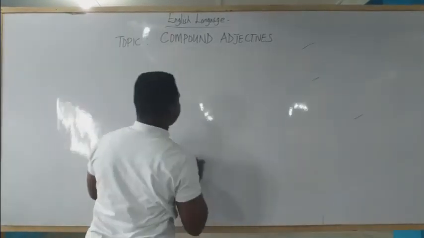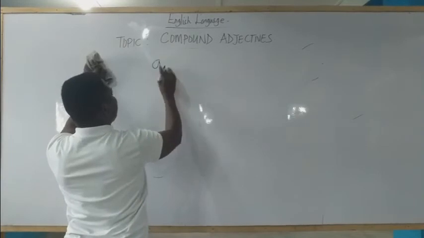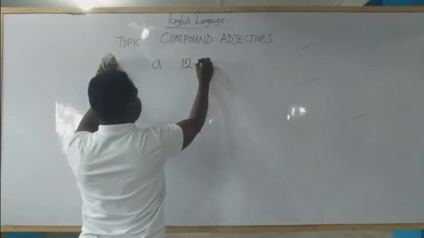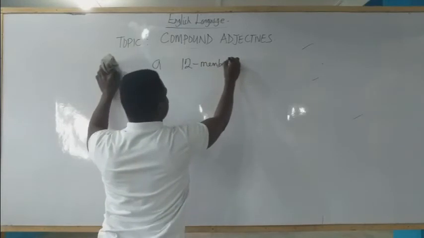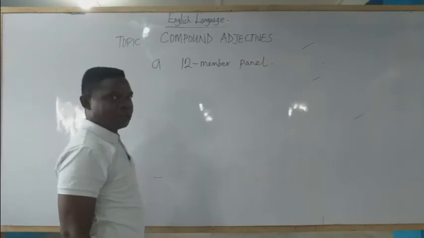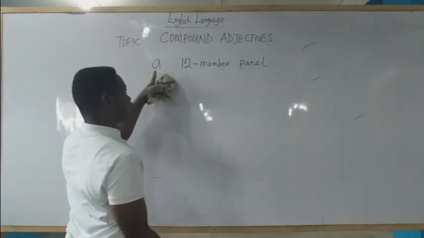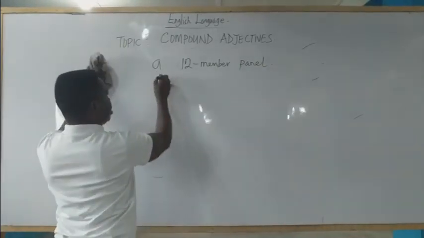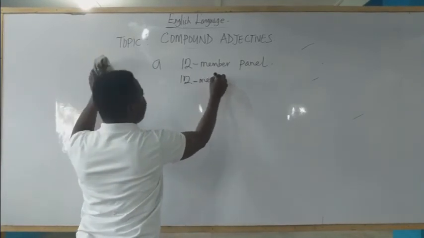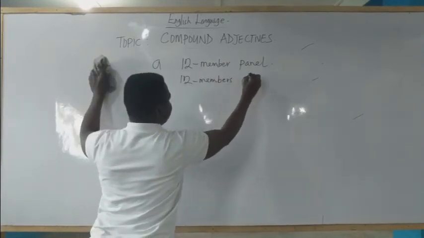If you have a compound adjective, a 12-member panel. This is an example. A 12-member panel, and we don't want to use an article in the formation. That becomes 12 members panel, isn't it?